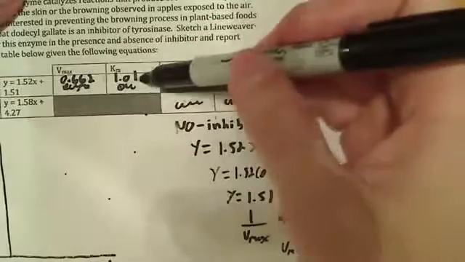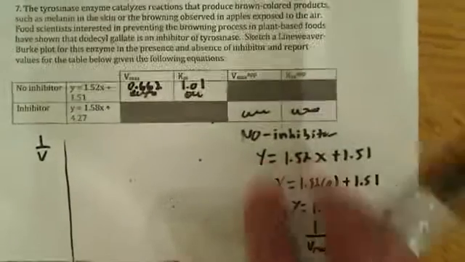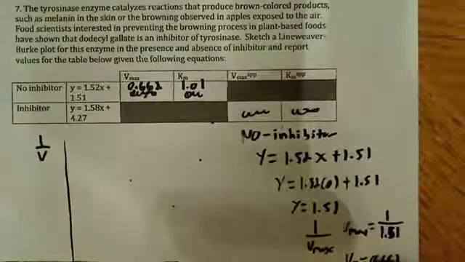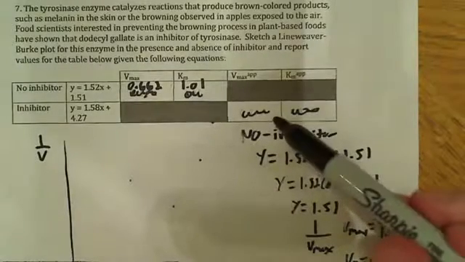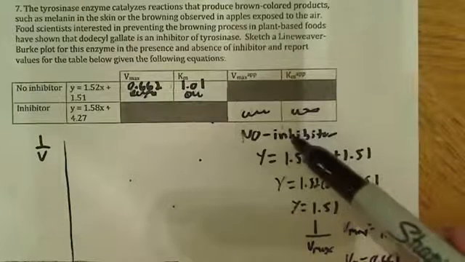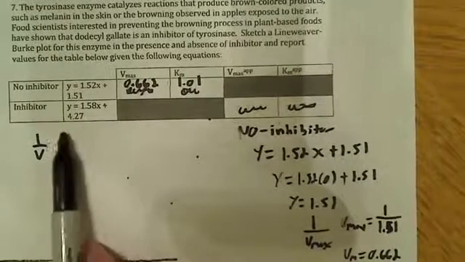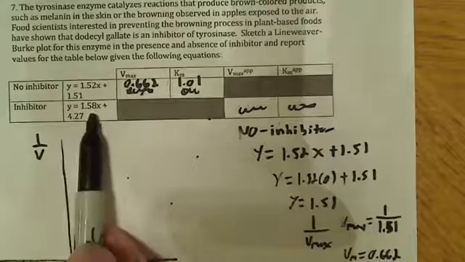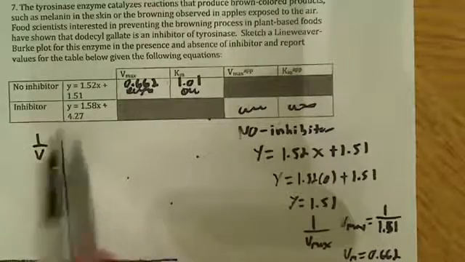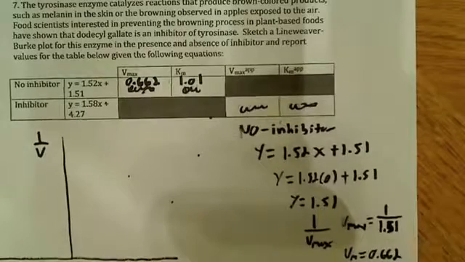So now we have the Vmax and the Km, so we found the two values for that. Now, they want us to also find those same values for when the inhibitor is added. I'm not going to do the whole algebraic calculation here, I'm just going to say what the Vmax is. Remember, to get the Vmax, we have to do 1 divided by the y-intercept. Looking at the equation here, it's 1.58x plus 4.27. So if we set x equal to 0, the y-intercept is 4.27. If I do 1 divided by 4.27, I end up with 0.234.